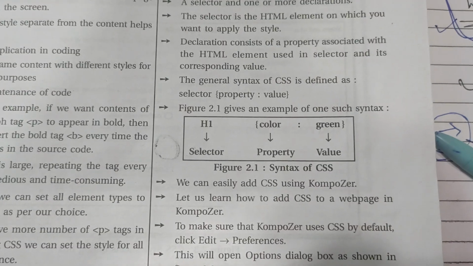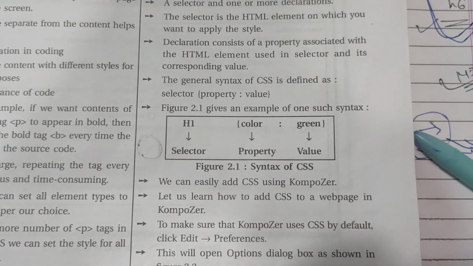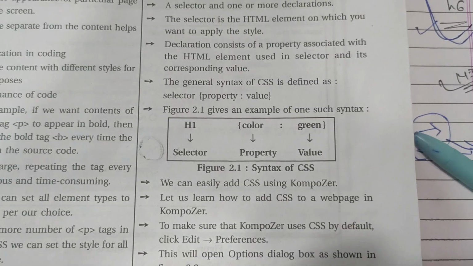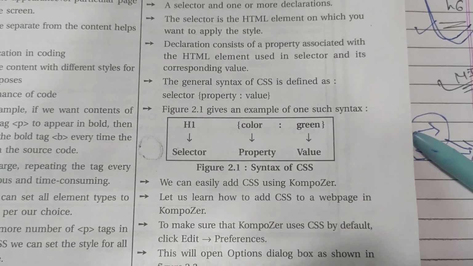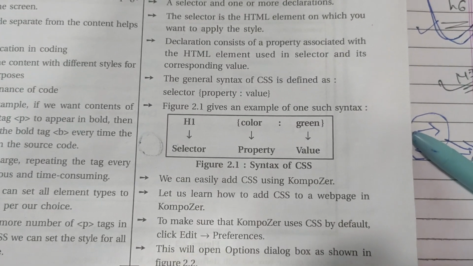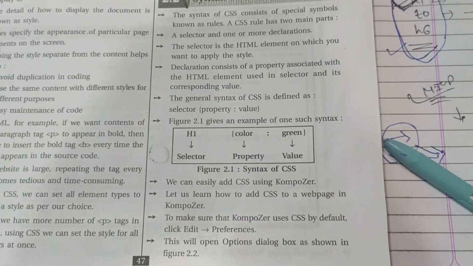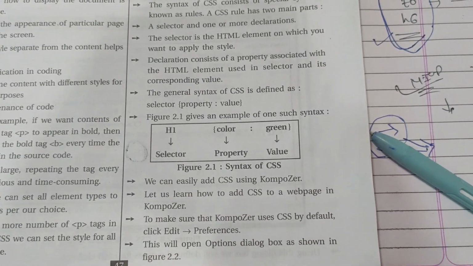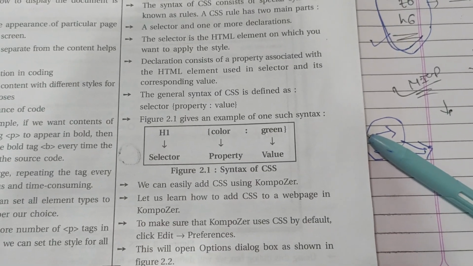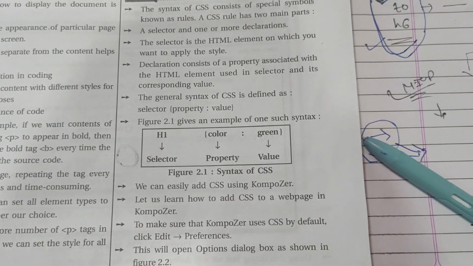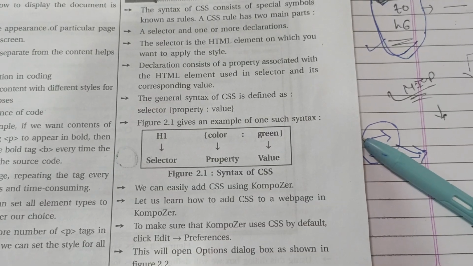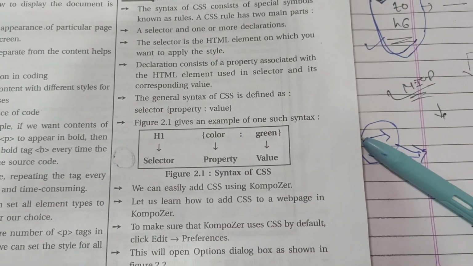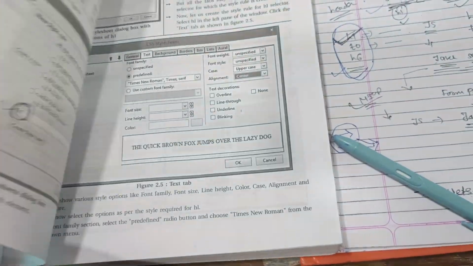Okay, h1 means your selector, color is basically known as the property that we need to set, and value, with respect to the particular property, we need to set a particular value. So this is the syntax of CSS. In examination, in an MCQ, if I am asking what do you mean by h1, this syntax is given to you, h1 in brackets color and green. And if I am asking what do you mean by h1, h1 is basically known as your selector.